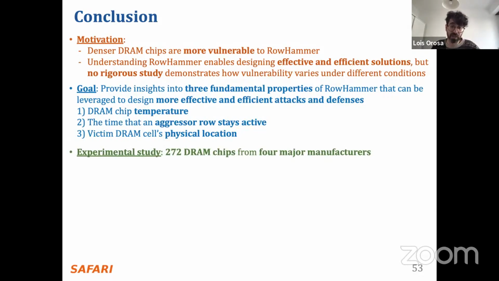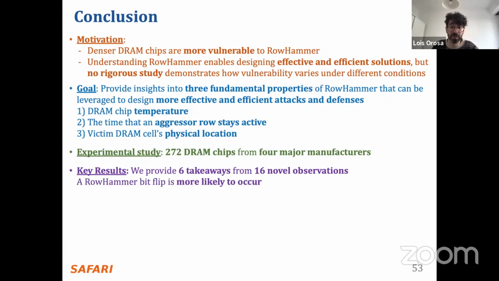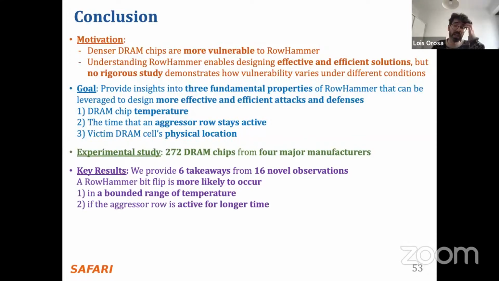In this study, we test 272 real DRAM chips of DDR3 and DDR4 modules from 4 major manufacturers. Based on our analysis, we draw 6 key takeaways, lessons from 16 novel observations. Among these, we highlight that a RowHammer bit flip is more likely to occur in a bounded range of temperature, if the aggressor row is active for a longer time, and in certain physical regions of the DRAM module under attack.